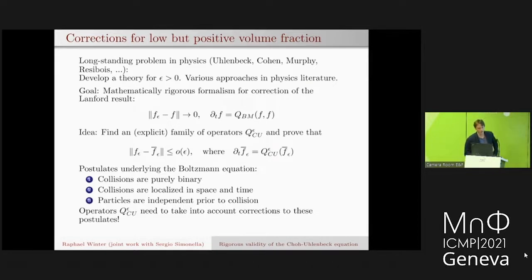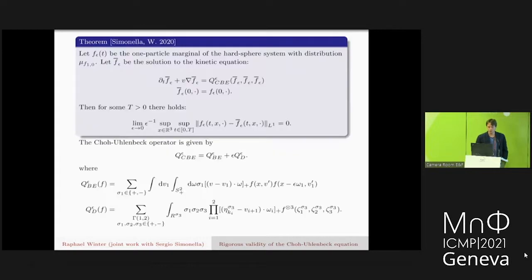So if you want to find the linear correction to the equation, we have to be able to take into account the corrections to these postulates when epsilon is positive. And so this is what we did with Sergio. So this is the result. So we found these operators Q explicitly, they will be tertiary operators, and they have this approximation property.